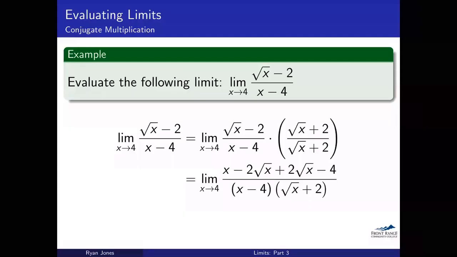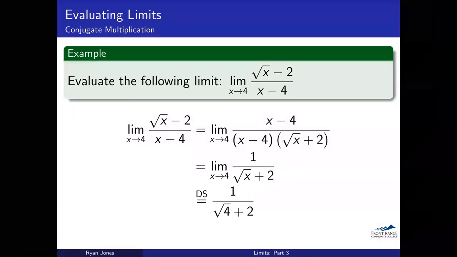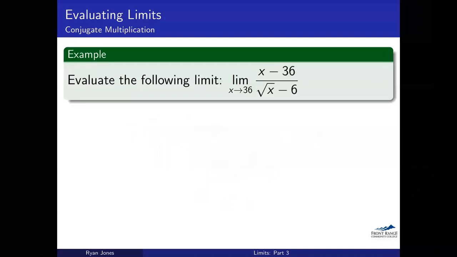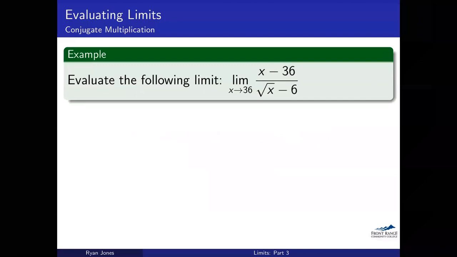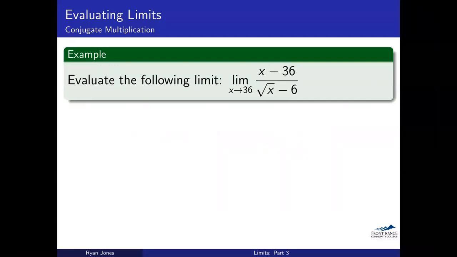Let's go ahead and do one more example. Here's all my work for what I just did there. I'm just going to skip over all that because we just did this. So let's do one more example here. I'm going to have the limit as x approaches 36 of x minus 36 over square root of x minus 6. Let's give myself a new page.